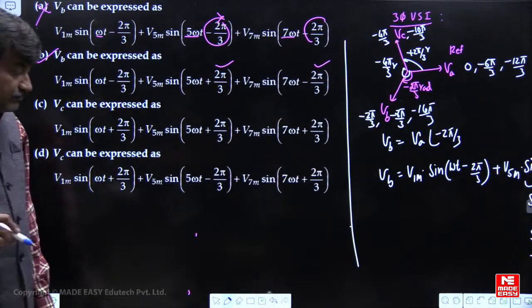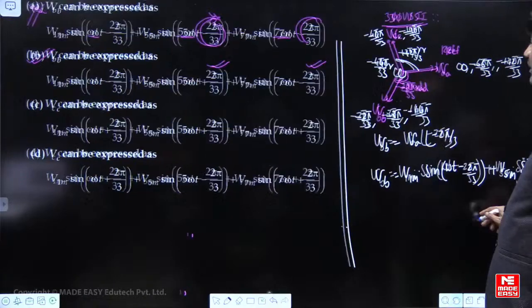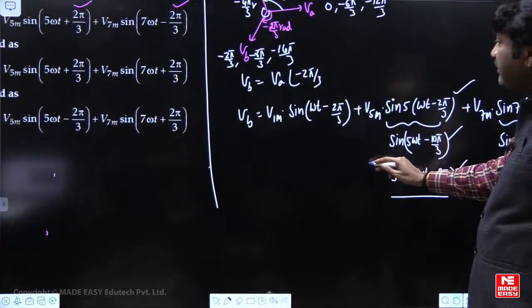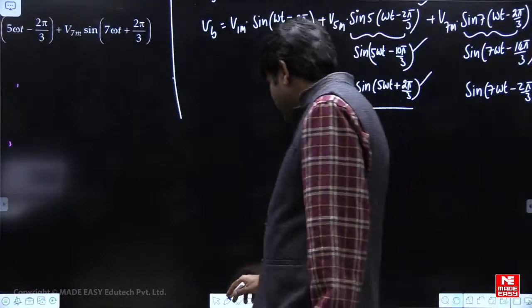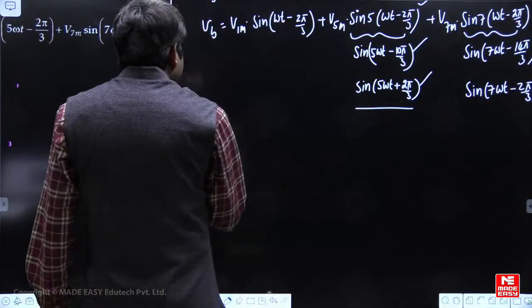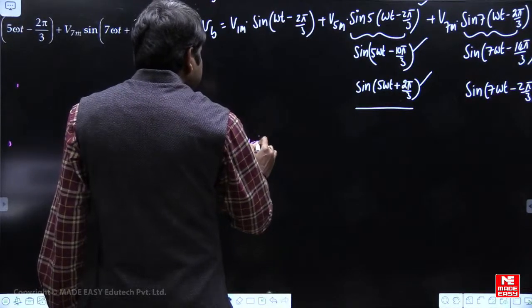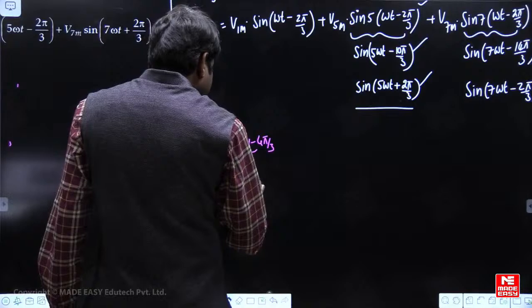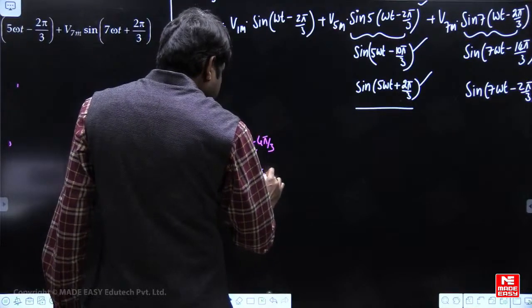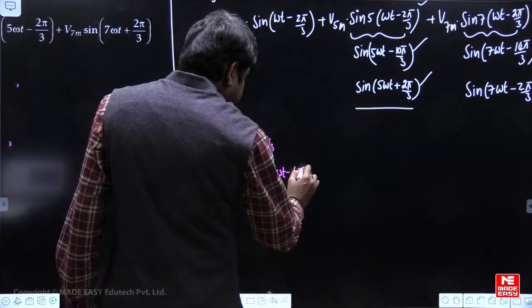Phase C. I want to find phase C. See, how do you find phase C? Phase C, you just see here. Lagging by 4 pi by 3, no? So look here. Phase C lagging phase A by 4 pi by 3. So Vm1 sine of omega t minus 4 pi by 3 radians.